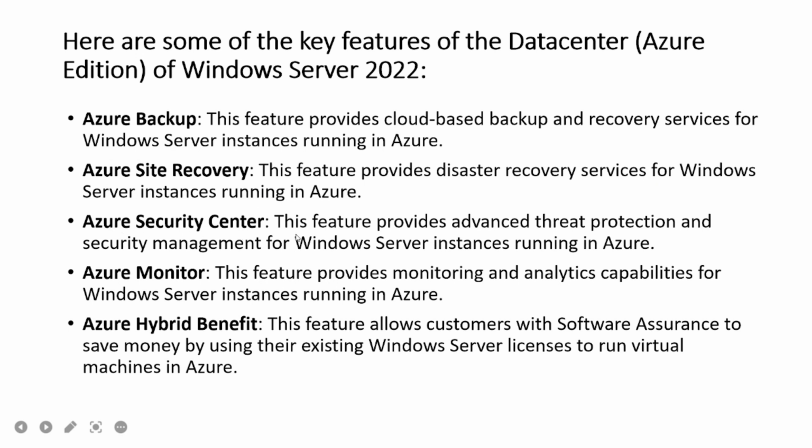Azure Security Center provides advanced threat protection and security management. With Azure Monitor, we can use monitoring and analytics capabilities for Windows Server. And Azure Hybrid Benefit allows customers with Software Assurance to save money by using their existing Windows Server license to run virtual machines in Azure. So here are some key features.